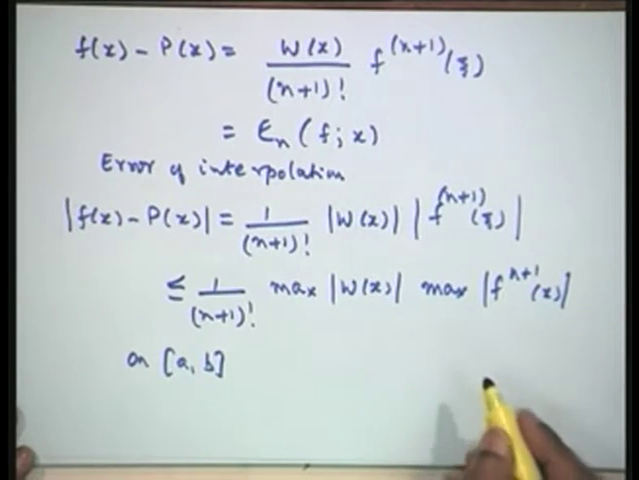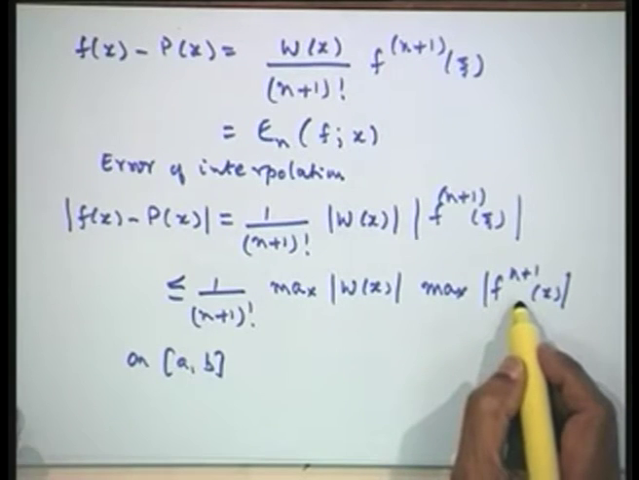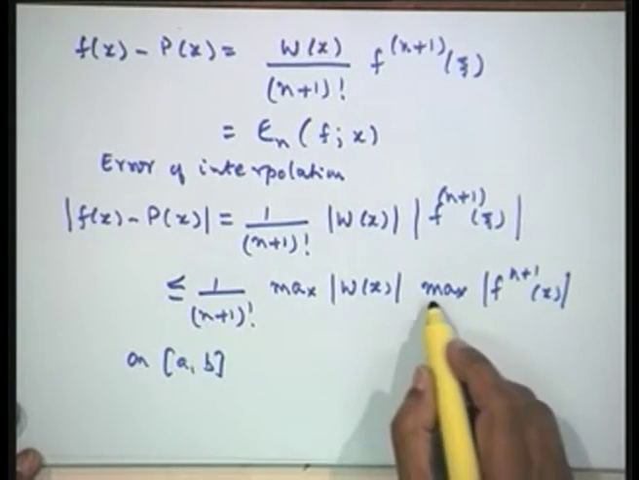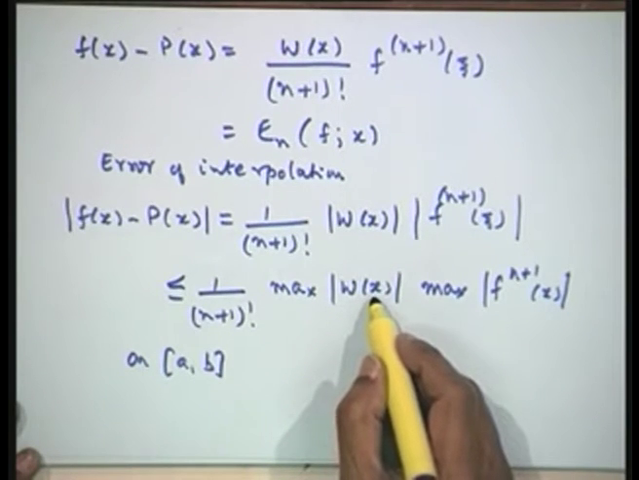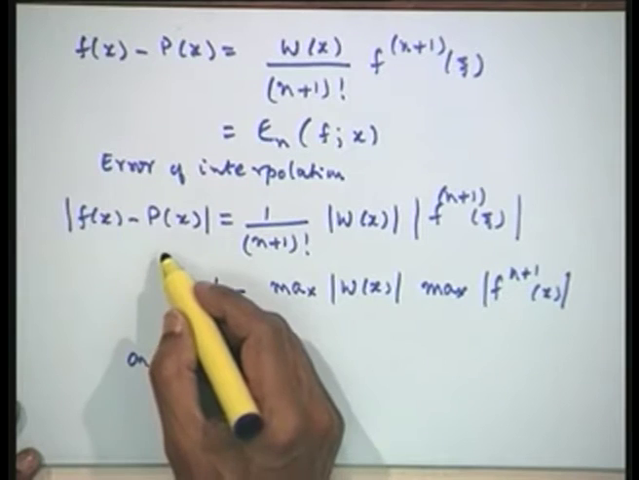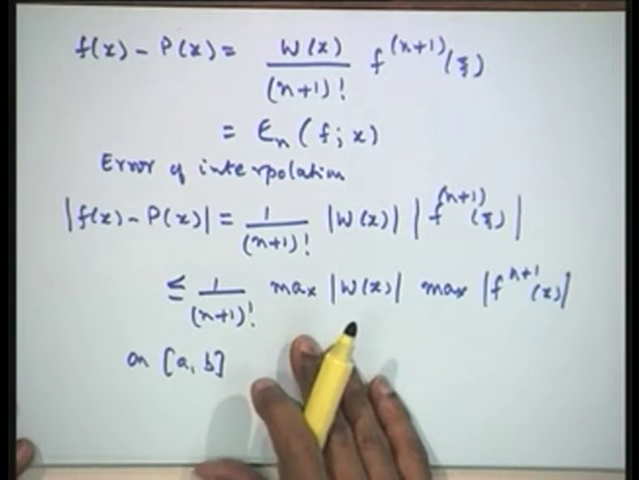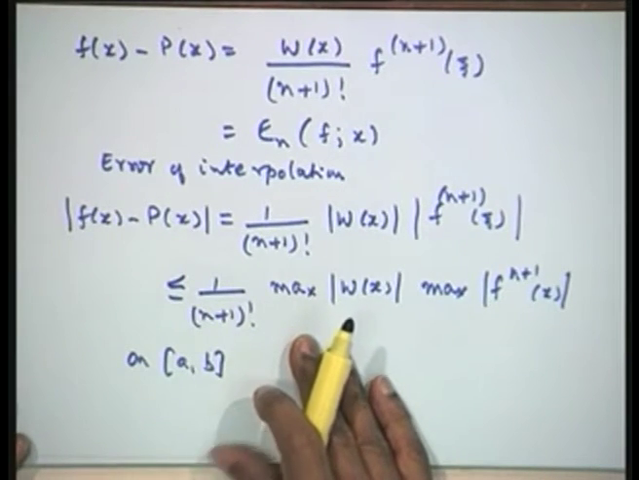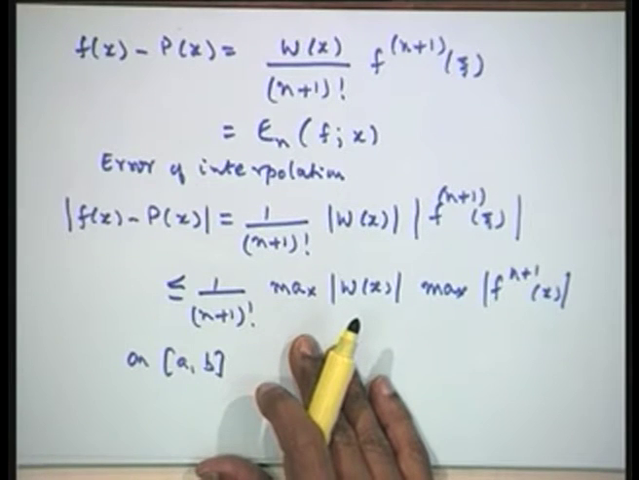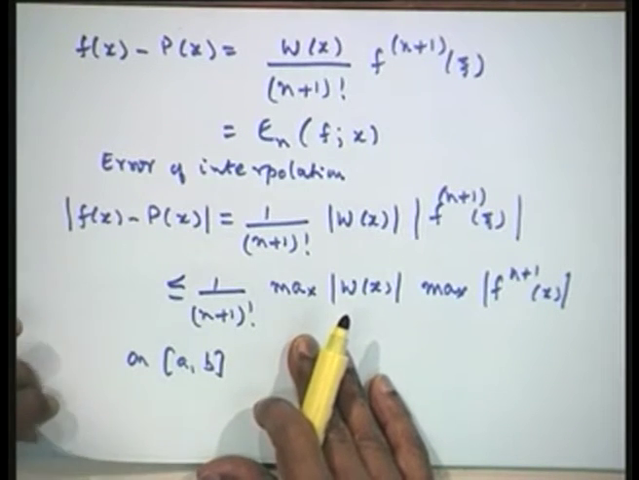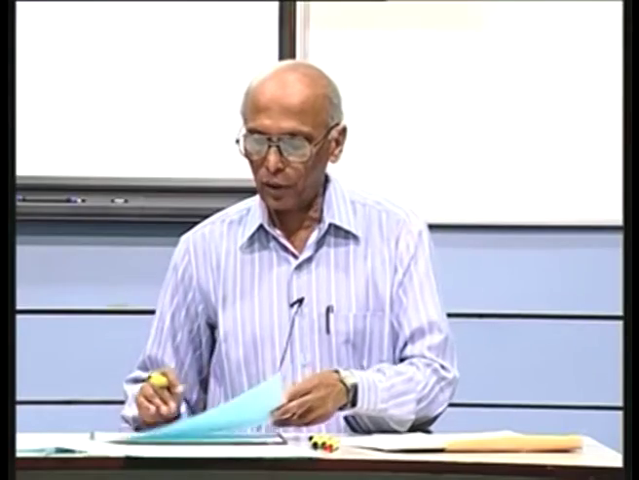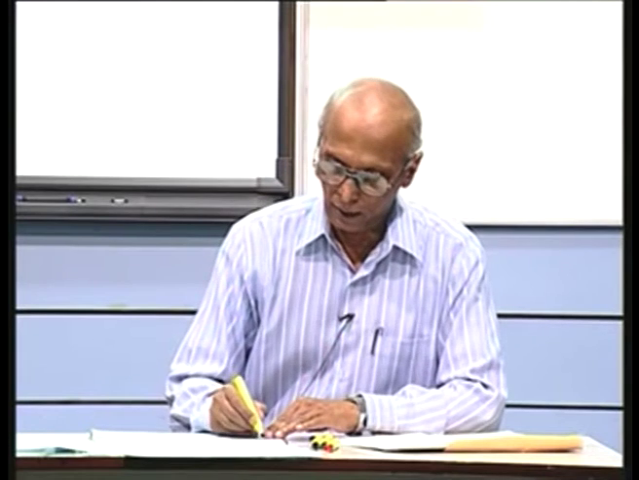We can find the maximum magnitude of f n plus 1 of x using any procedure that we know. The maximum of w(x) I can always find, and that will give me the bound of the error. That means whatever interpolation we are doing, linear, quadratic or any approximation, we shall be able to say what is the maximum possible error we are committing in that particular problem. Now let us first have a look at what would be the error in the linear interpolation. Let us take the error in linear interpolation.